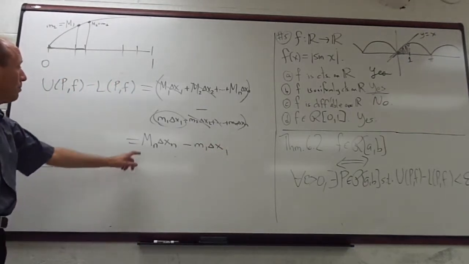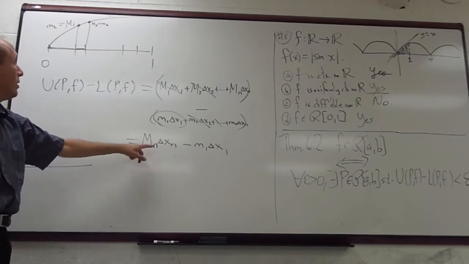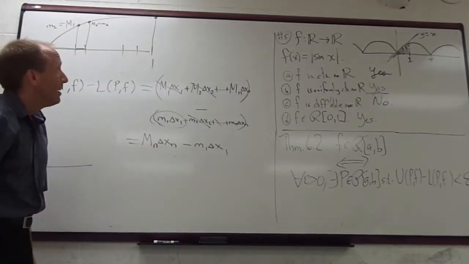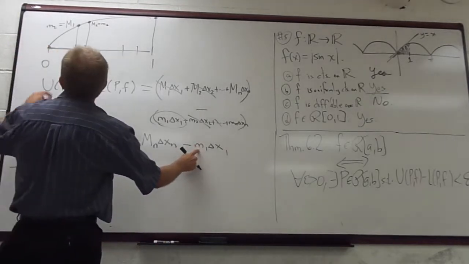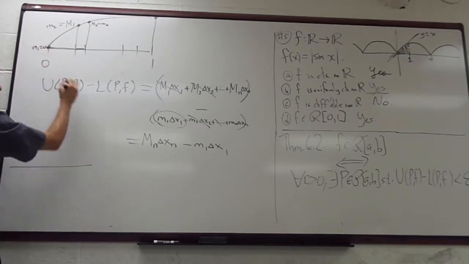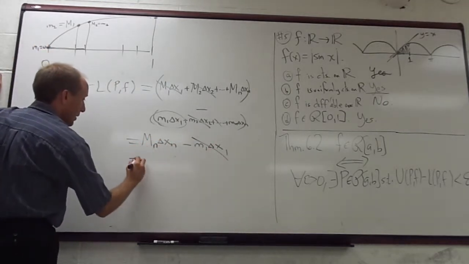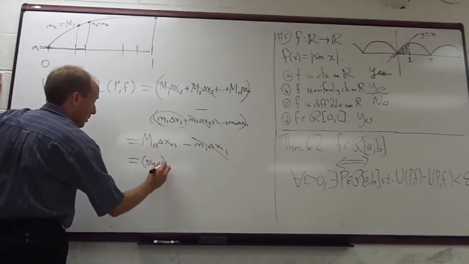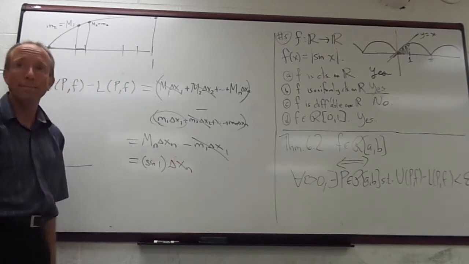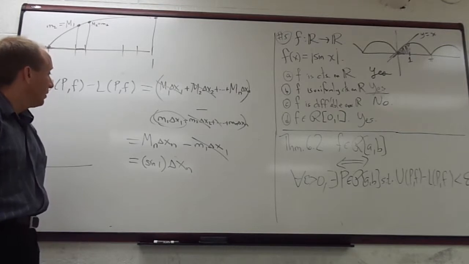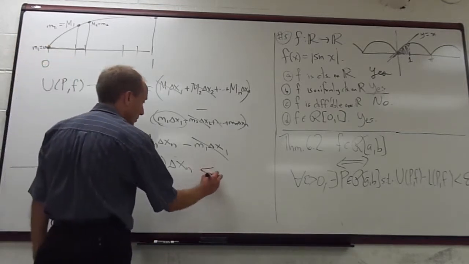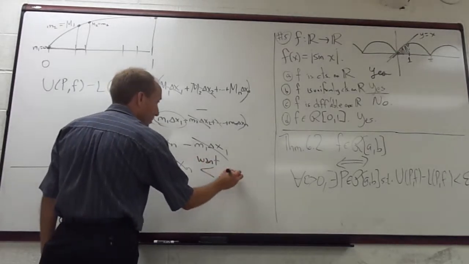Okay, and big Mn, well, that's just sine of 1. And little m1 actually is just this point right here, which is 0. So this term is also 0. So we just get sine of 1 times delta xn. Right? And I want this to be less than epsilon.